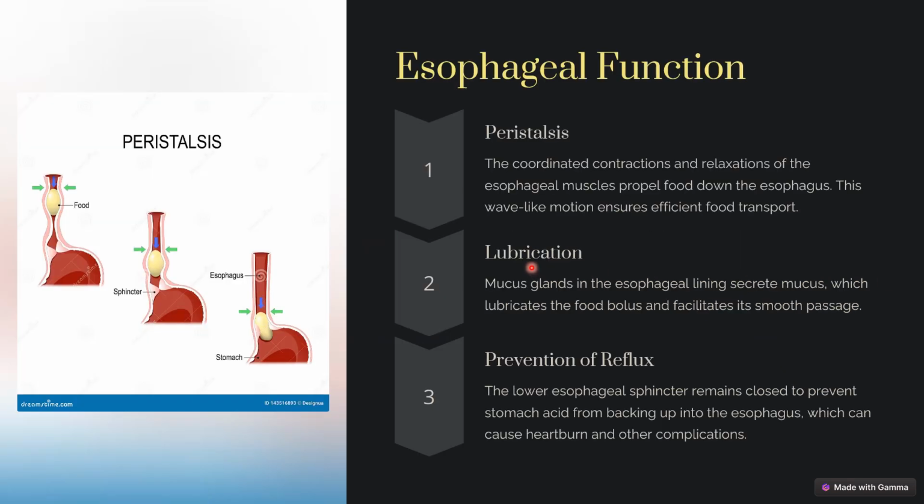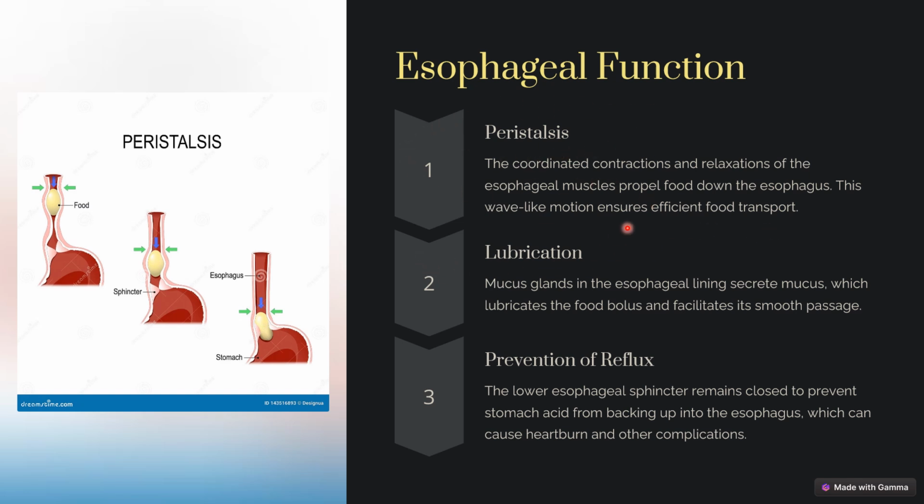Okay. Next we'll see esophageal function. So first is peristalsis. What is peristalsis? It is a coordinated contraction and relaxation of the esophageal muscles which propel the food down the esophagus. This wave-like motion ensures efficient food transport. So peristalsis is basically responsible for moving the food from one place to another, from the esophagus to the stomach.